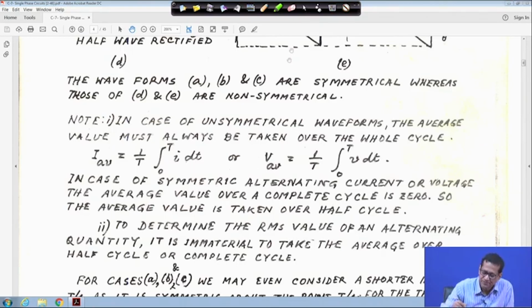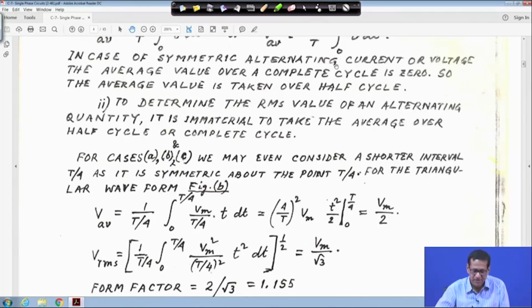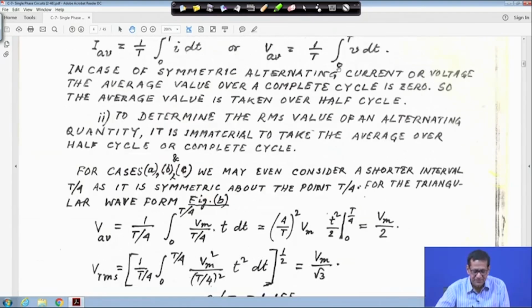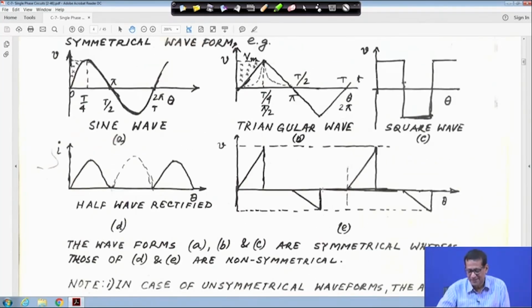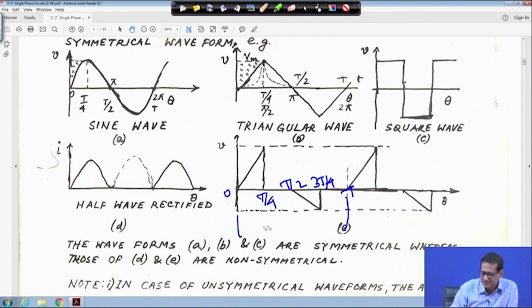Now, therefore, for cases A, B, C, we may even consider a shorter interval, that is T by 4, as it is symmetrical about the point T by 4. For the triangular waveform, look, how we will do it, just try to understand this. Suppose this is 0, this is T by 4, this is T by 2, this is 3T by 4, and this is T. So the total base length is T.